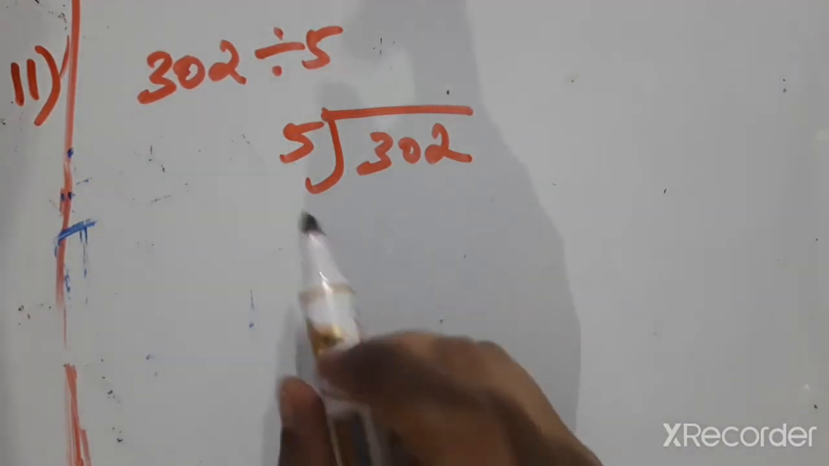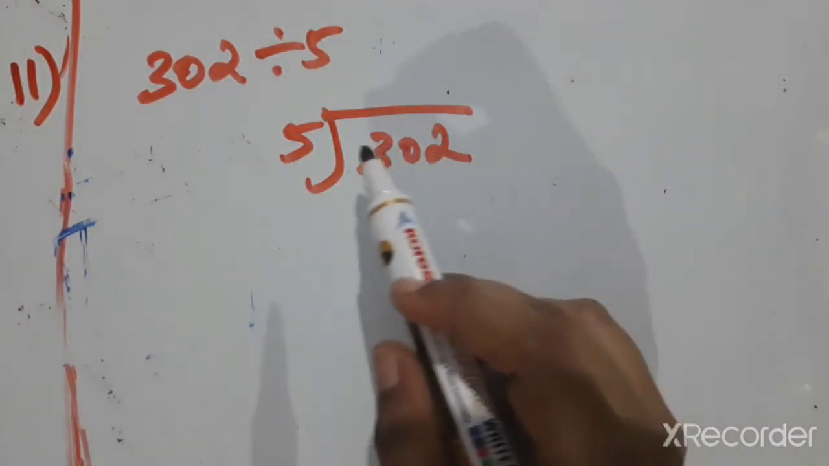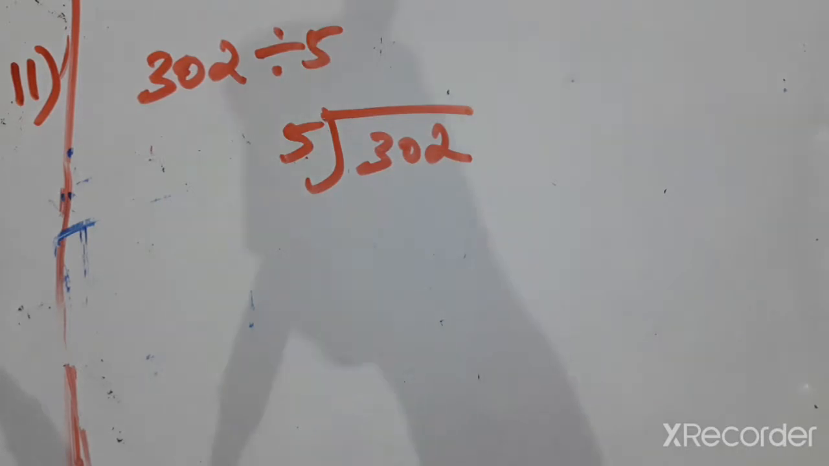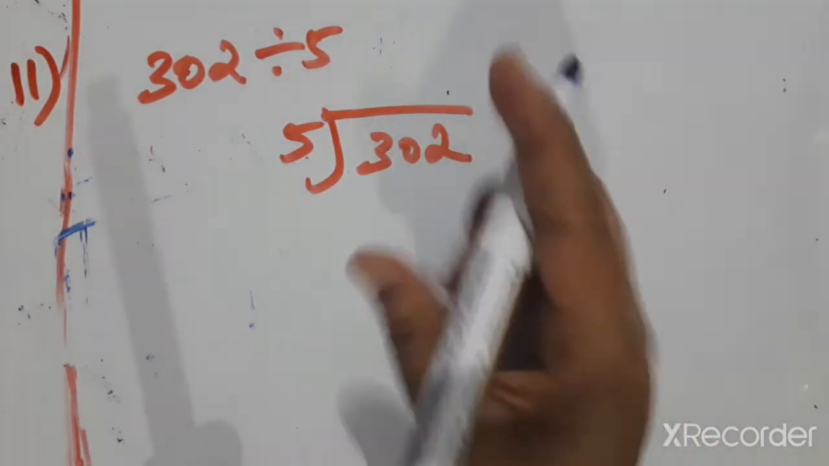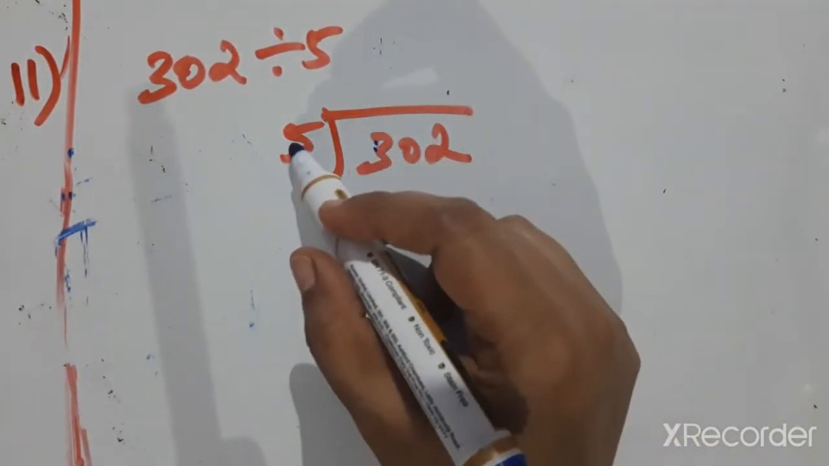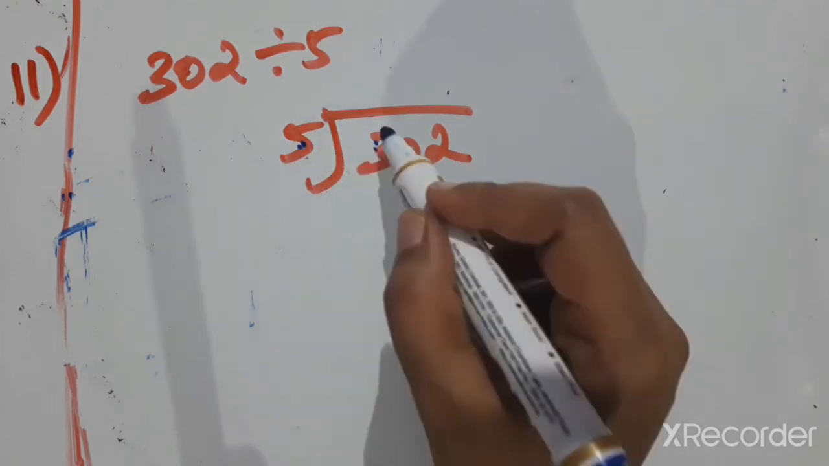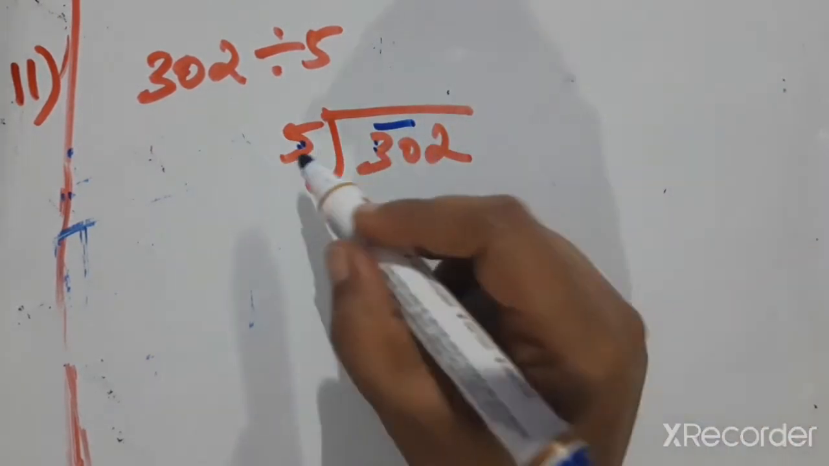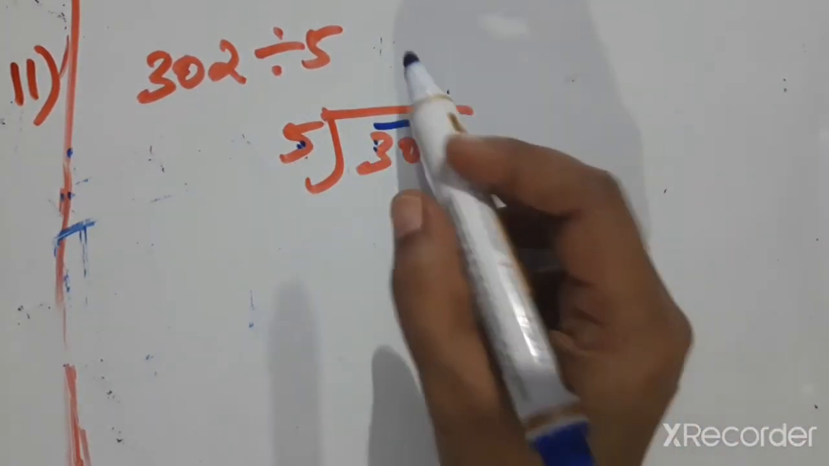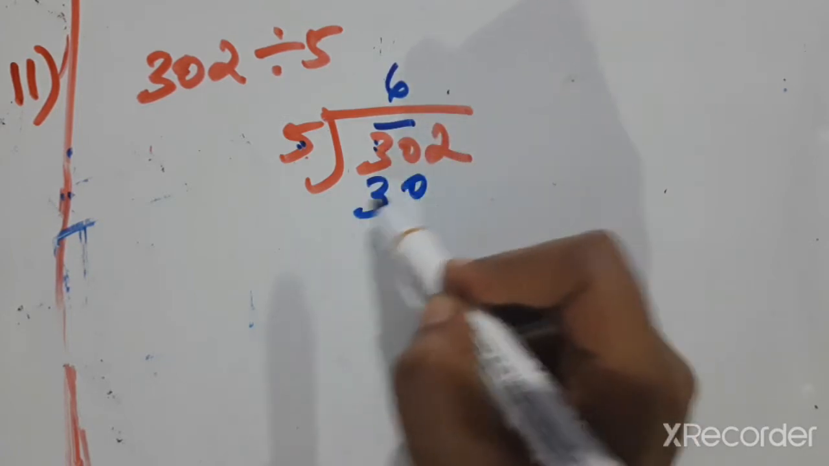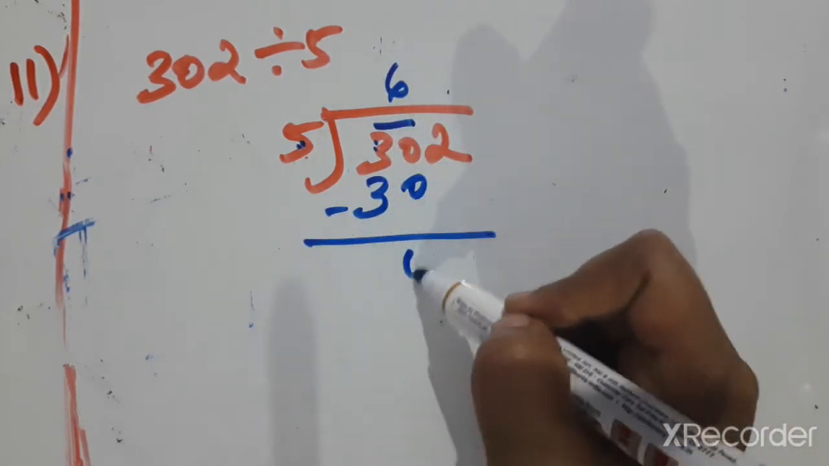Now the 11th one, 302 divided by 5. 5 is the divisor. Whether we can consider first only 3? No, because 3 is less than this 5. So we have to take them together, 30. 5 how much are nearer to 30? 5 sixes are 30 exactly, so 30 minus 30 is 0.